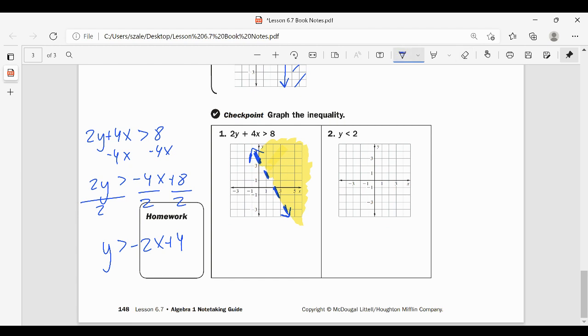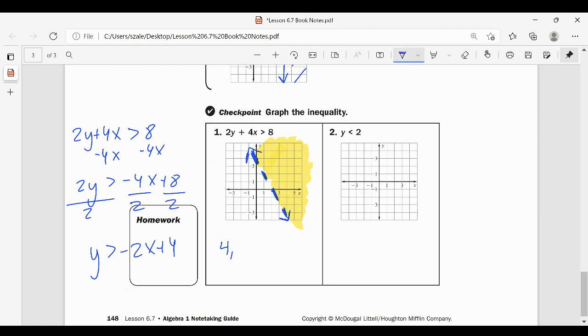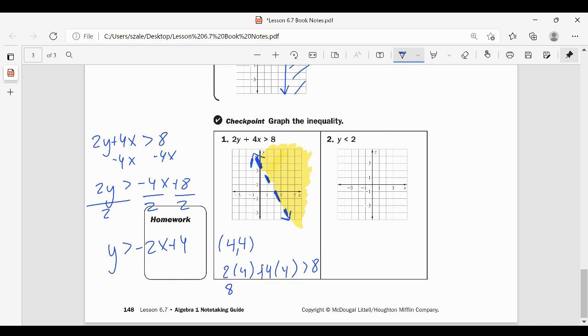And if you wanted to just double check, you could always test like 4, 4 here and plug it back in. So let's say I decided to test 4, 4 to see if in fact I did shade it correctly. Well, that would be 2 times 4, plugging it back in here, plus 4 times 4. Is that bigger than 8? It should be because I did shade that part. So is 8 plus 16 bigger than 8? Well, yes, because 24 is bigger than 8.